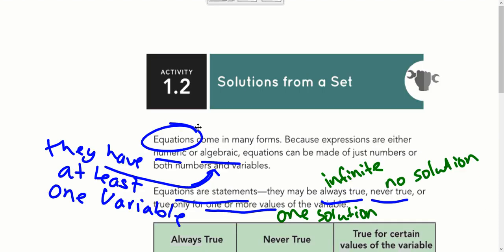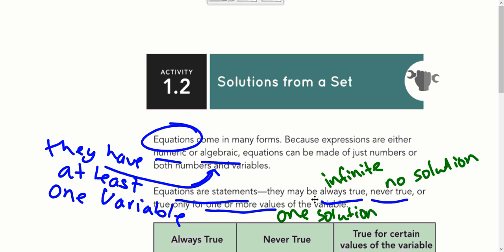And then along those lines, equations can come in many forms. So we kind of jumped here to page 92. Because expressions are either numeric or algebraic, and again, review, algebraic means there's at least one variable. So if it's algebraic, it has a variable in it. So let's look at some of these equations.